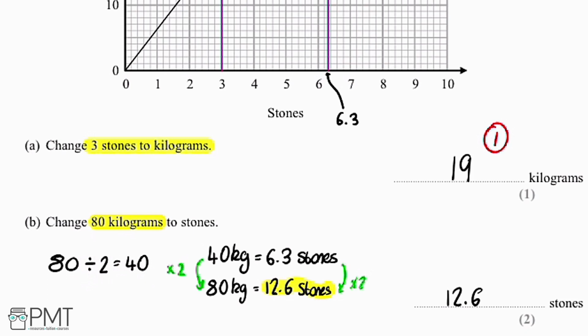So we get 1 mark for converting 40 kilograms, or any other factor of 80 for that matter. Then we get a second mark for scaling that back up to get the correct answer of 12.6. And it's important to note, because we're reading off a graph like this, it can sometimes be hard to see exactly what the number is. So in the mark scheme, if you're anywhere between 12.4 and 12.8, you'll get the mark.